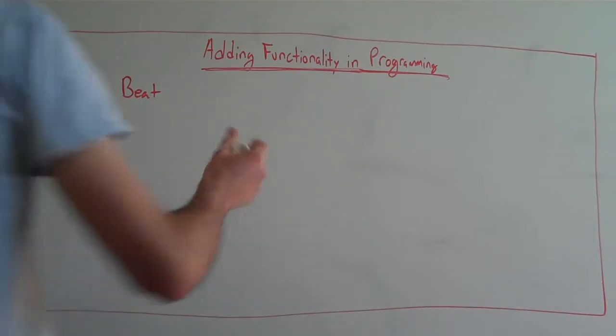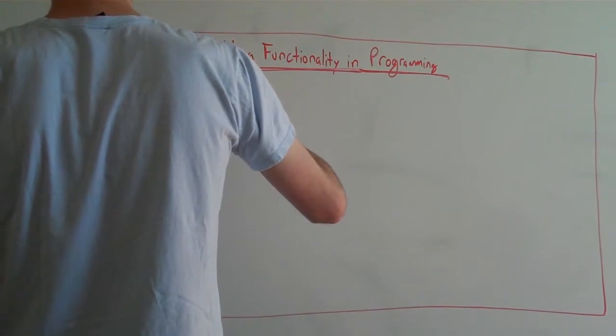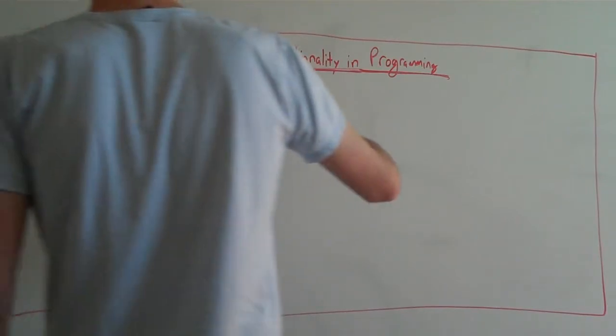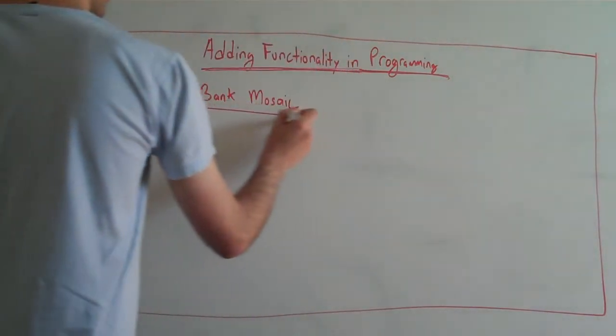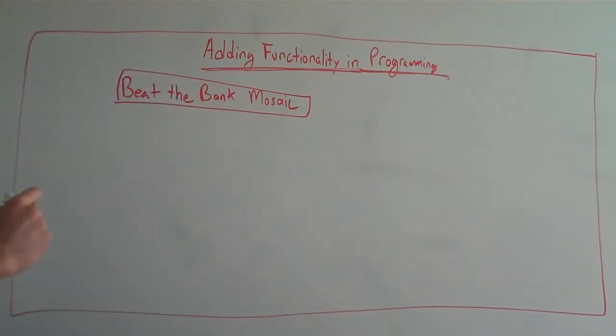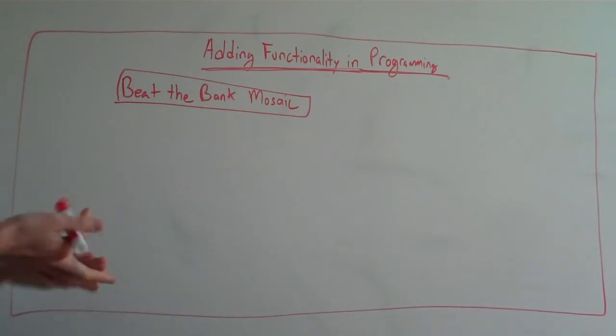Okay. Beat the Bank Mosaic. Now what we want, RP? JB, what we want is to create what's called a flowchart to explain the functionality of our program. You know what the word functionality means? Like features and stuff? Features. It means what the program does, how the program works.